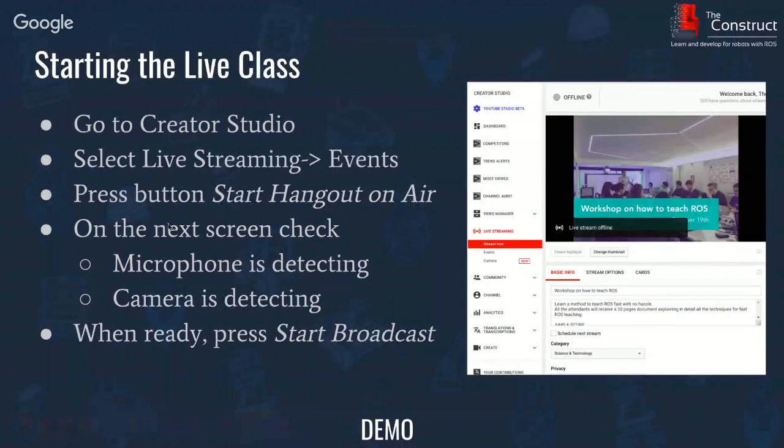press the Start Hangout button here, and then on the next screen that will appear, you have to check that the microphone is being detected. So you approach your mouth and check that the mic is working. Otherwise, you may believe that you are talking and people are listening to you, but it doesn't work. You will also see if the camera is detecting, because your face will be showing. Whenever you are ready, you press the Start Broadcast button beneath, and that's it. Then it will start.